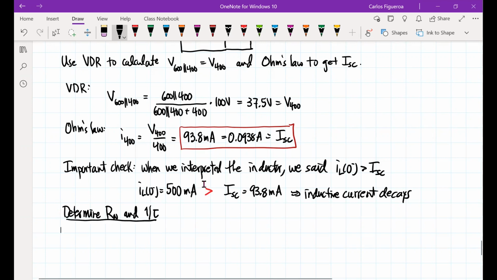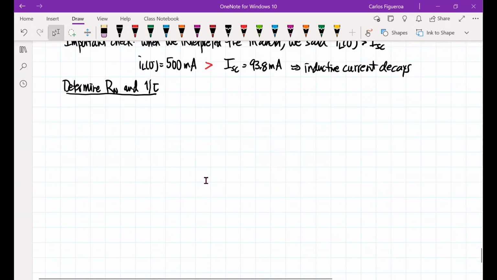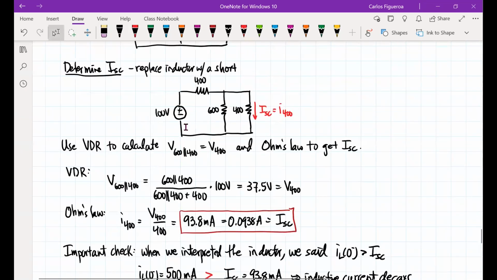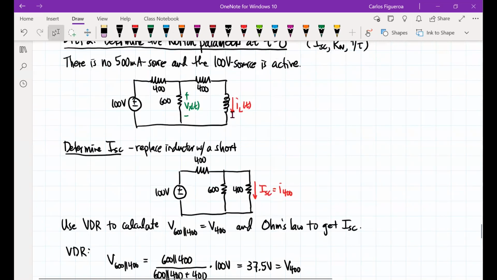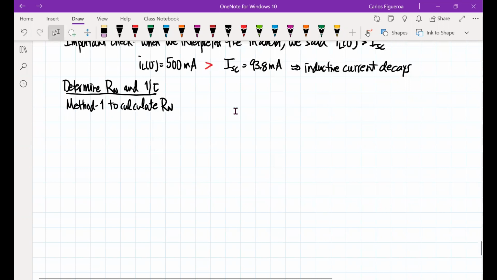Again, because we have no dependent sources, I'm going to use method 1 to calculate Rth. So we short out the voltage source. Look at my source here, right? I'm going to short out this voltage source right here, and my inductor is removed. So then my circuit looks something like this.